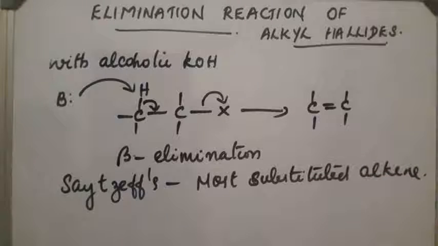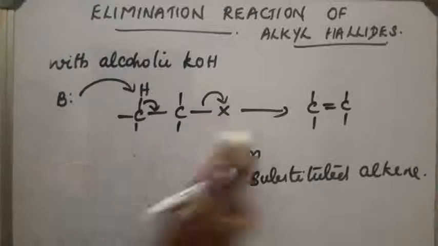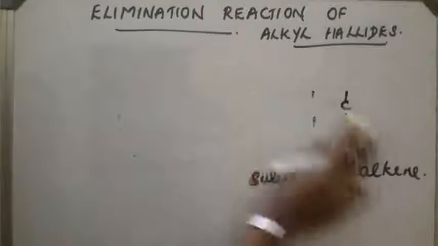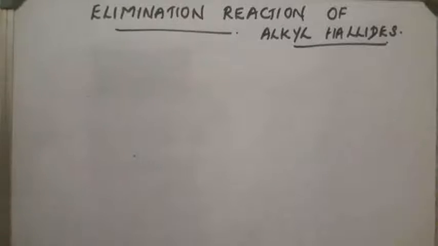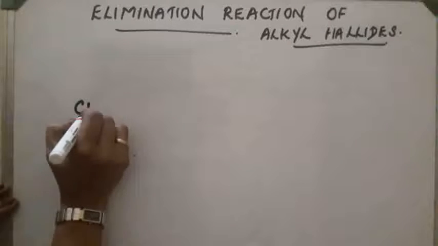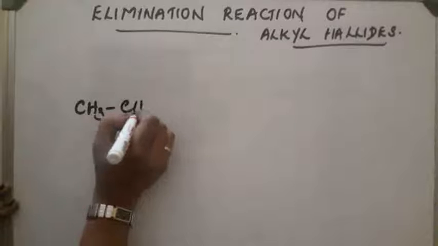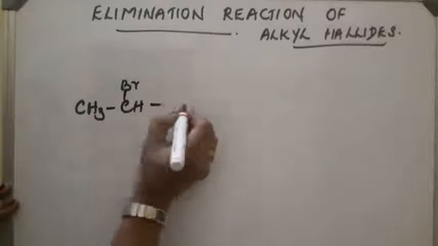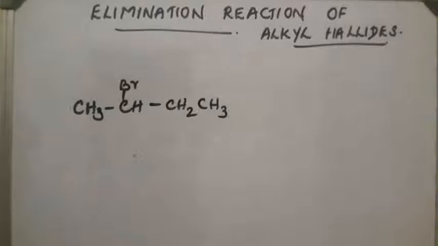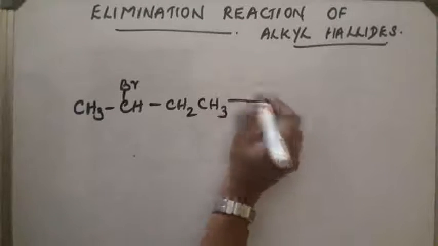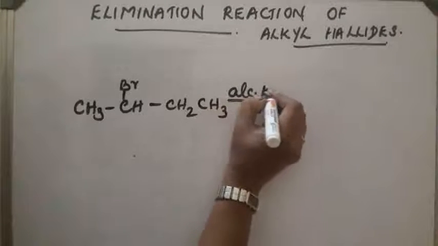Now let us take one example. Take CH3 CHBr CH2 CH3, this compound, on reaction with alcoholic KOH.